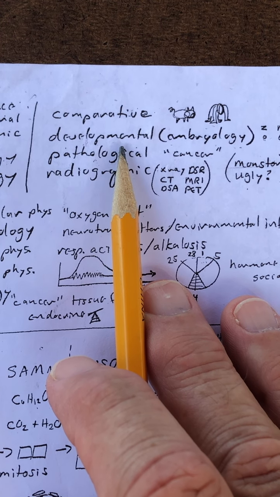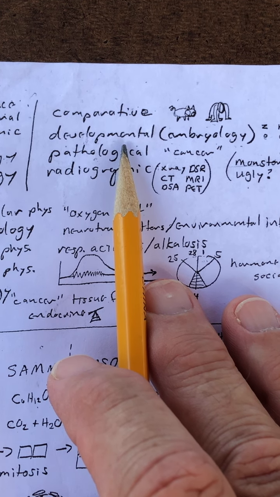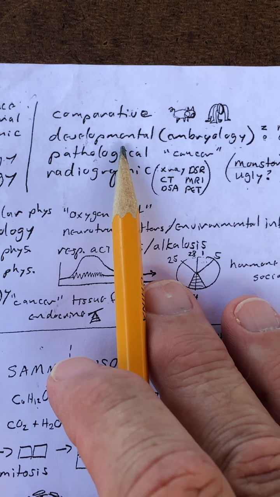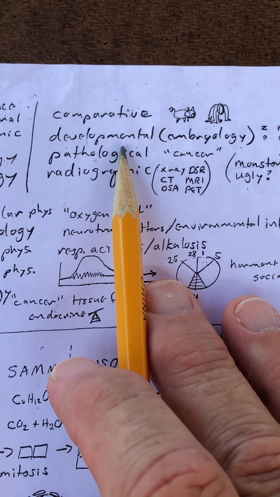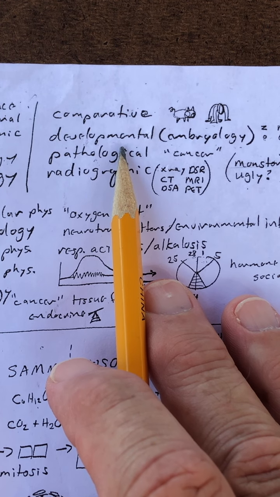Developmental anatomy, really big topic. It refers to all the changes in the structures of the body from the very first moment of conception through life to death and even immediately after death. So it's how your body developed and then later on how it fell apart.